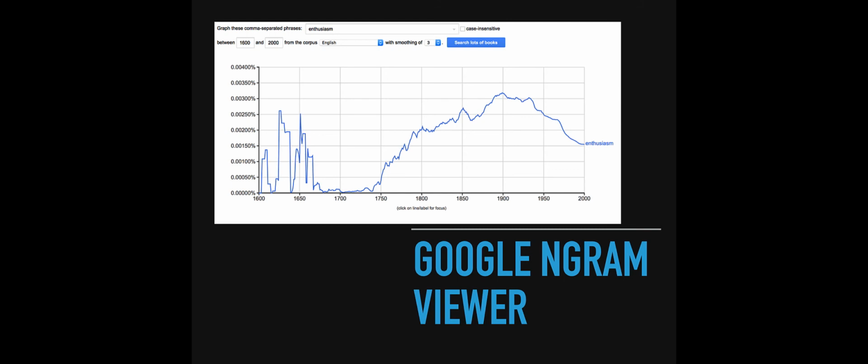All right. One common example, if you've never used this, I would highly recommend just Googling Google Ngram. The Google Ngram Viewer allows you to see occurrences of a word over time. And it uses the Google Book corpus, which has billions and billions of words. An example here is enthusiasm, a word that has changed meaning significantly over the years. We can see, after 1750, it really takes off.